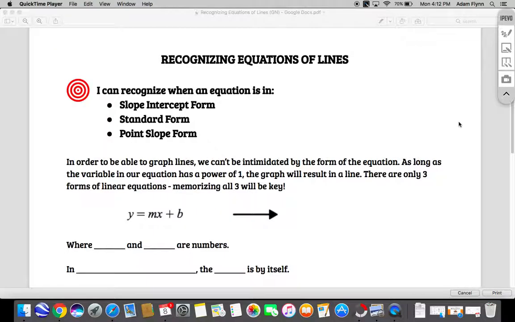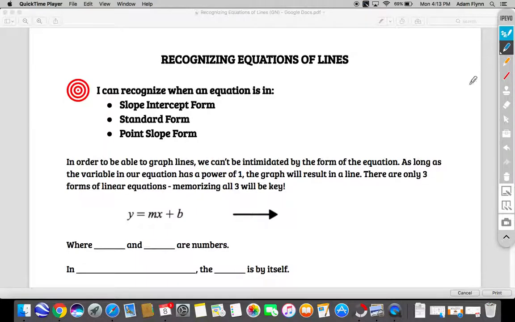As long as the variable in our equation has a power of 1, the graph will result in a line. There are only 3 forms of linear equations. Memorizing all 3 will be key. Okay, so these are our 3 forms. So in this video, basically all we're doing is learning how to identify when an equation is in one of these 3 main forms. Right?